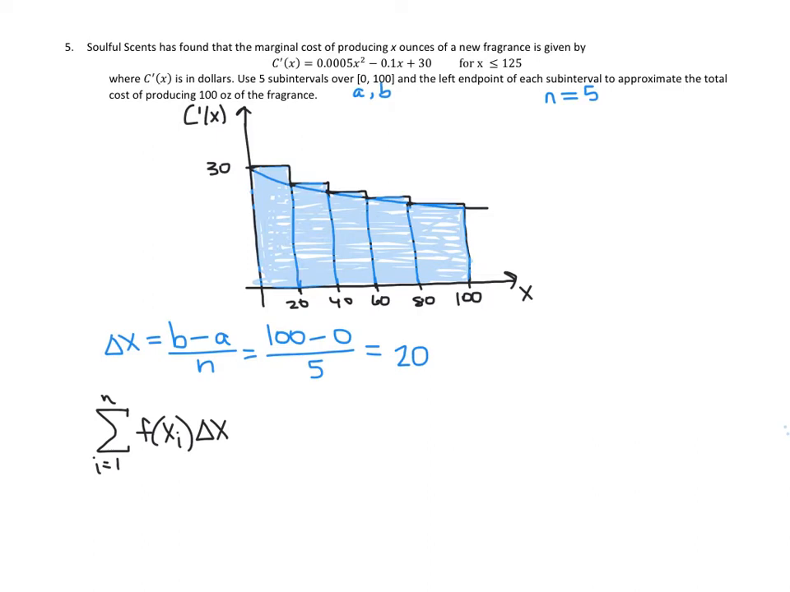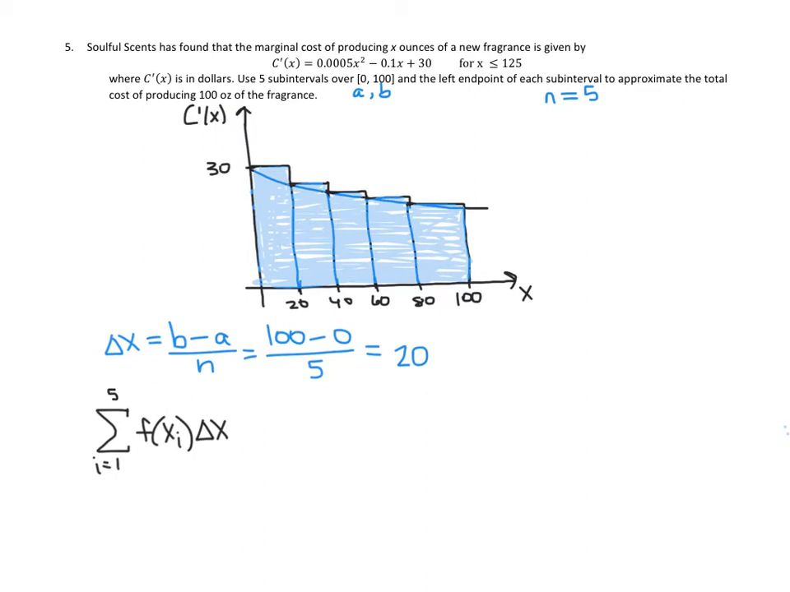Now when calculating a Riemann sum, our general equation uses summation notation from i equals 1 to n of our function at each x sub i times delta x. This function value times delta x calculates the area of each rectangle, and then we sum each of those up. Since we have 5 rectangles in this case, we should have 5 terms in our Riemann sum. Let's modify this general equation to fit our scenario here. In this case, our n is 5, so let's change our n to be 5.